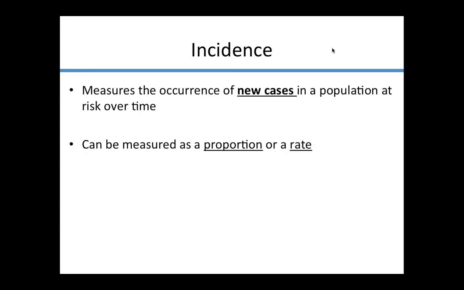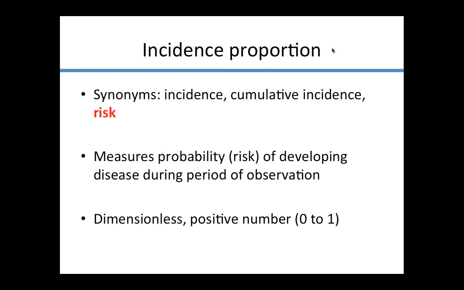So incidence, as opposed to prevalence, measures the occurrence of new cases in a population at risk over time. And that can be measured as a proportion or a rate. Now that you know about proportions and rates, we can talk a little bit about the most common epidemiologic terms used to describe incidence. And incidence proportion is, well, I call it a risk, but it also goes by other names, incidence, cumulative incidence. It measures the probability or risk of developing disease during a period of observation. And it's a proportion, and so it ranges from 0 to 1.